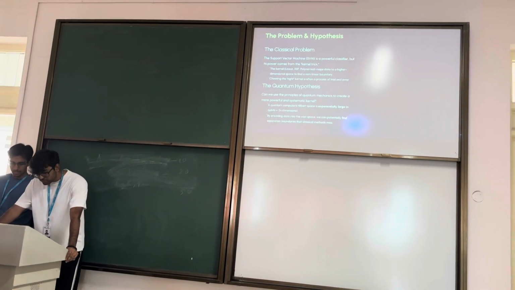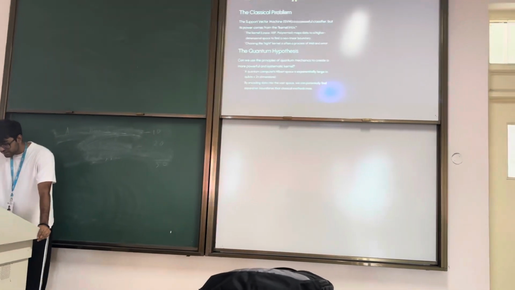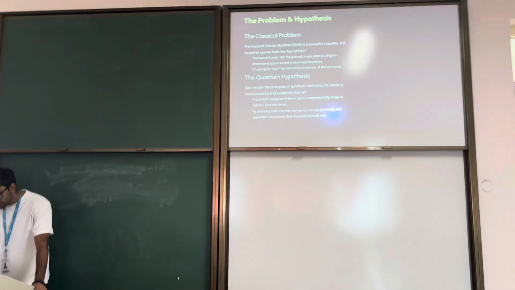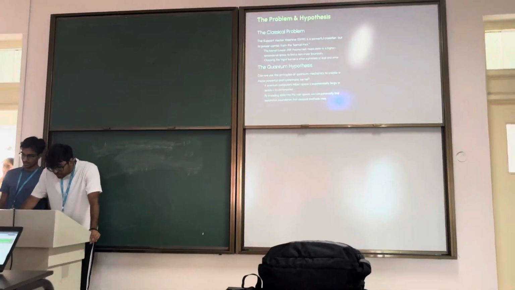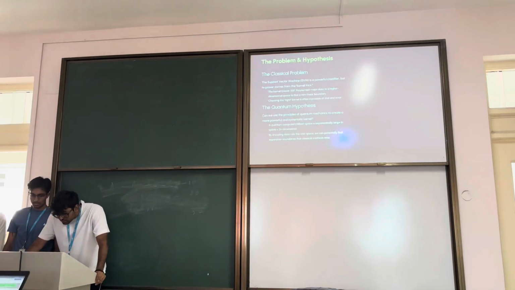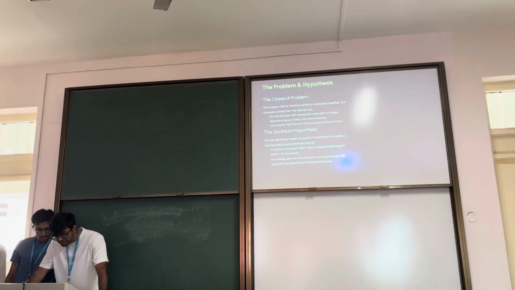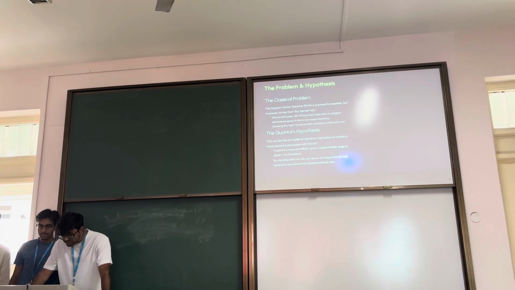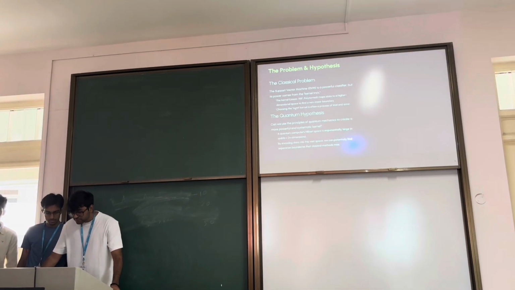The classical problem. The support vector machine, SVM, is a powerful classifier where its power comes from the kernel. The kernel, linear or polynomial, maps data to a higher dimensional space to find a non-linear model. Choosing the right kernel is often a process of trial and error.